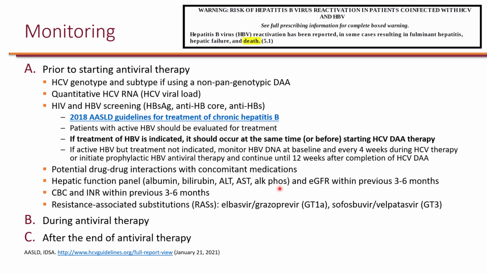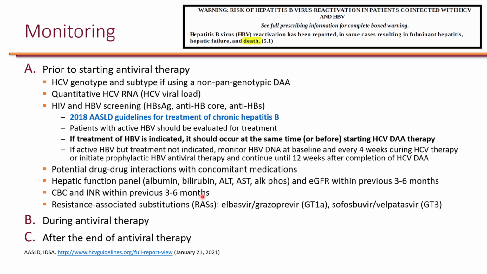And we also need to assess the renal function, so the GFR, and these can be within the previous 3 to 6 months. Now, if someone is otherwise healthy, it can be within 6 months. Someone with cirrhosis, for example, needs to be in the previous 3 months. We also need to check CBC and INR in the previous 3 to 6 months.